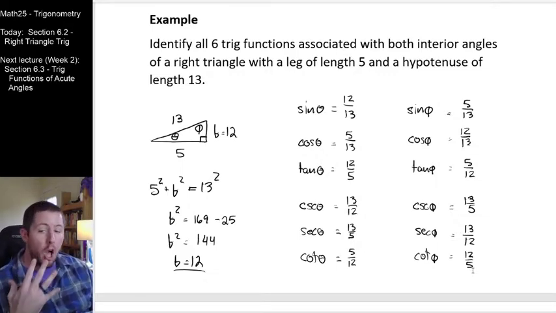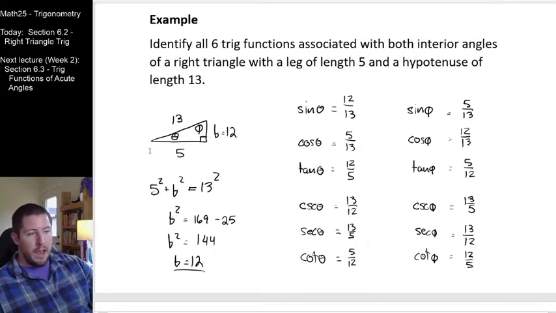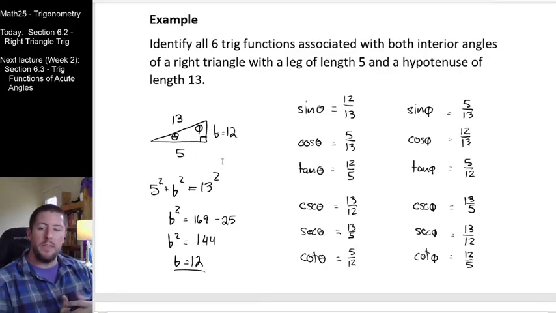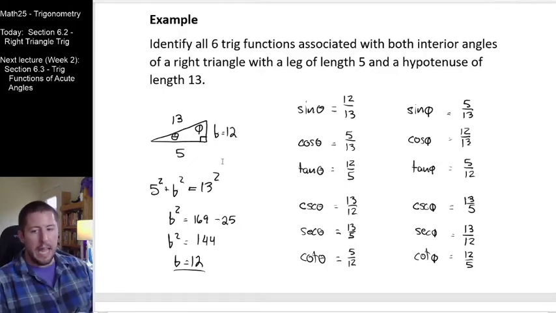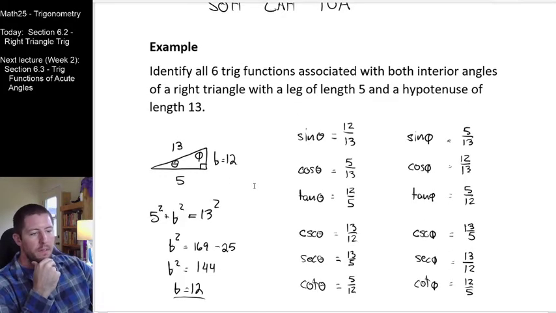So we're able to come up with all 6 trig functions of both interior angles just by knowing that it's a right triangle and knowing 2 of its side lengths. What we've done is establish what all of our ratios of side lengths are, even though we can't necessarily determine the exact side lengths for any triangle with that angle theta and that angle phi.